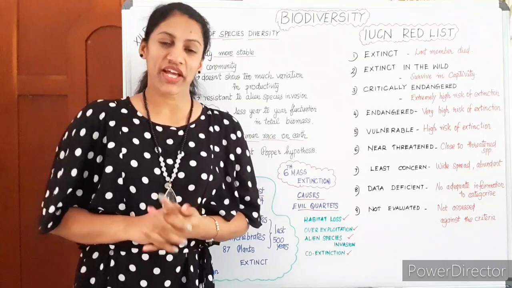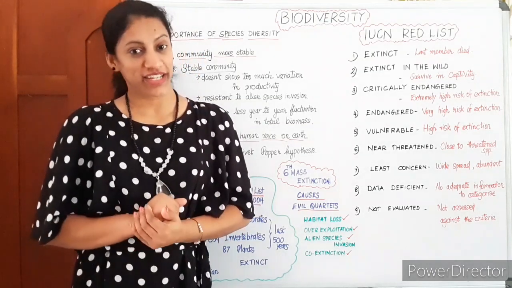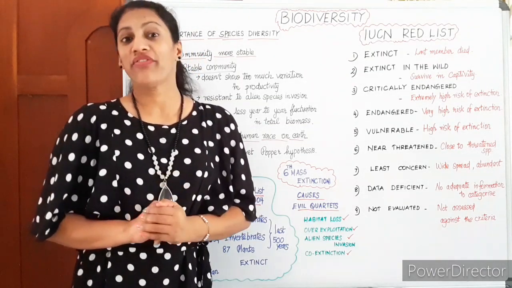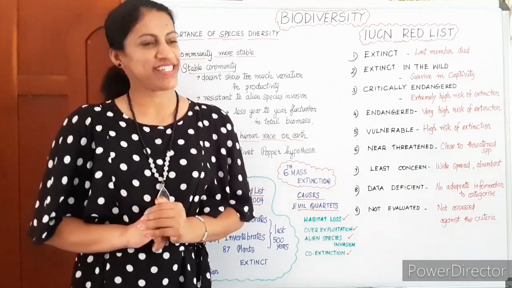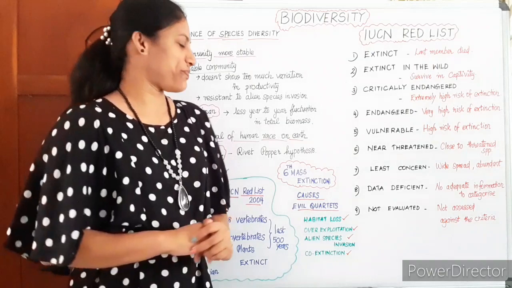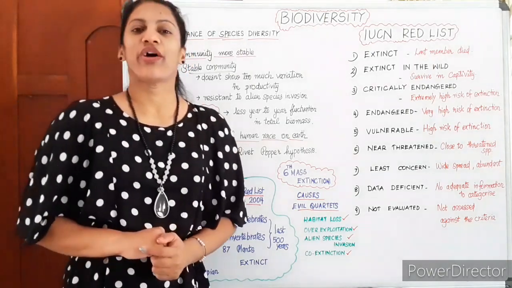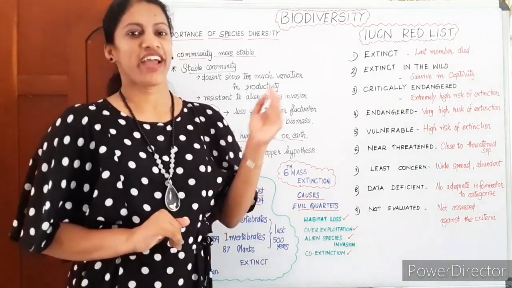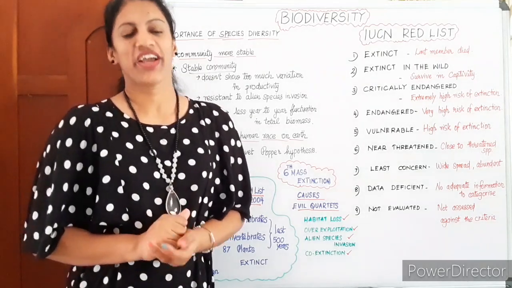We were discussing the chapter Biodiversity and its conservation. Today we have two simple topics to discuss. One is the importance of species diversity. The other topic is loss of biodiversity and the IUCN Red List.